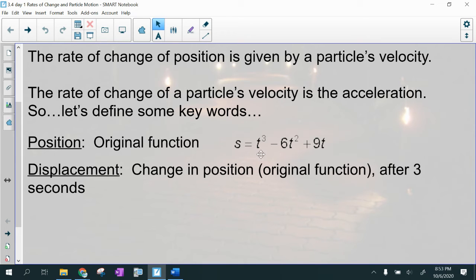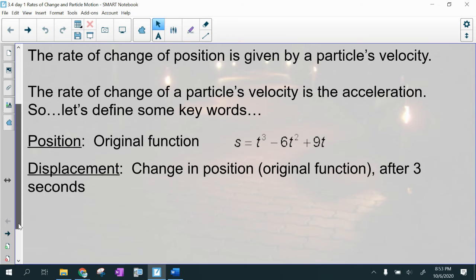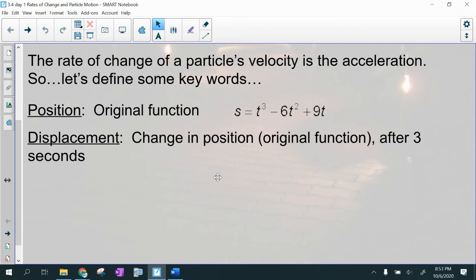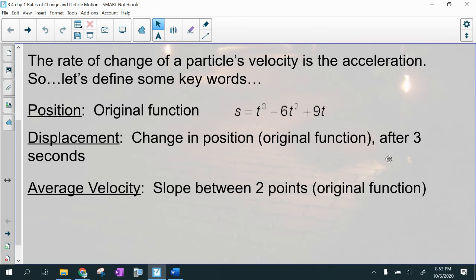Okay, so if I'm trying to find my change in position after 3 seconds, I need to plug 0 into this function, and I also need to plug 3 into this function to find out what the difference is between these two. Okay, and that's really a key point here, and you need to be careful. When you're asked to do the displacement for a 3-second period, we need to substitute stuff in.